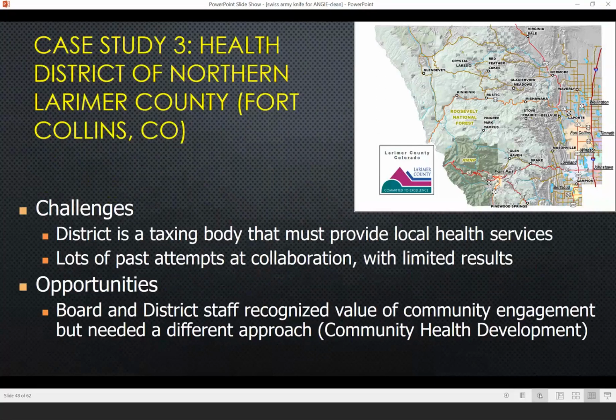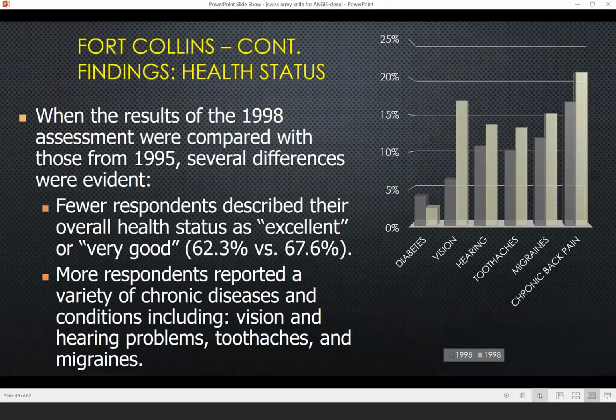Okay, let's go on to the next one. So we helped them do an assessment. Well, they have done assessments every 3 years since 1995. And this was looking at between 1995 and 1998, the first 2 assessments.